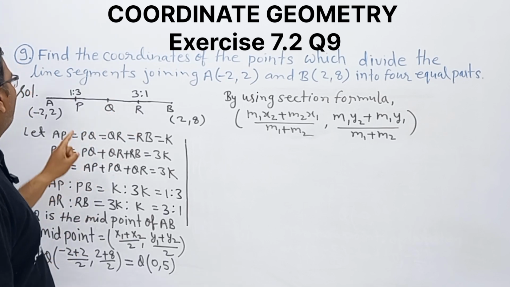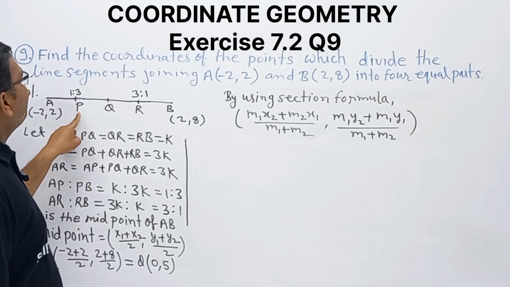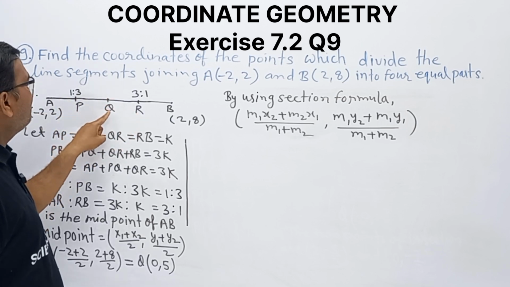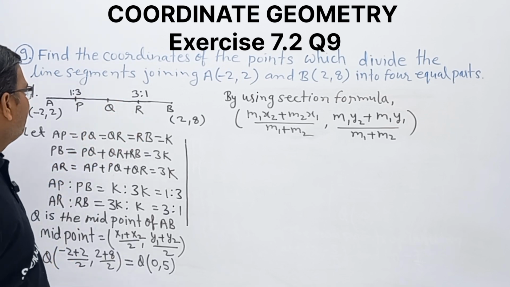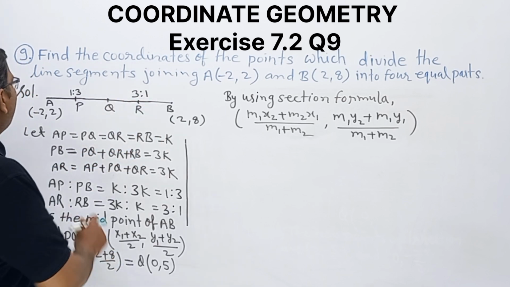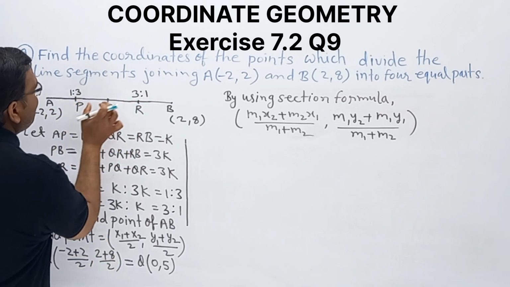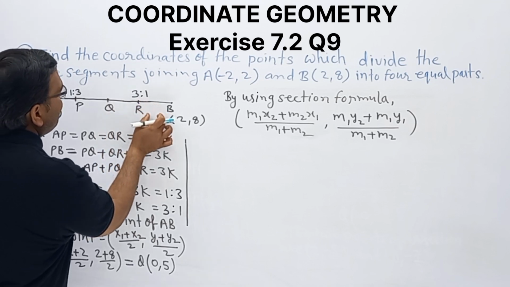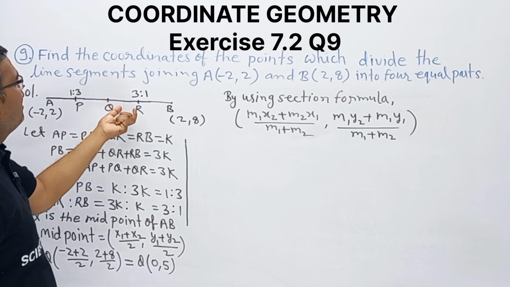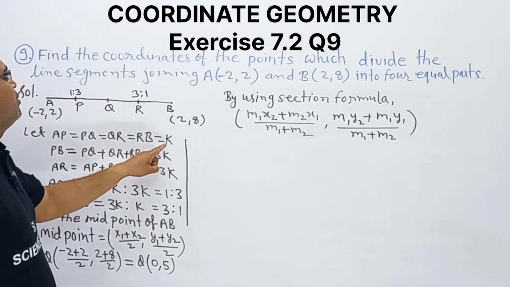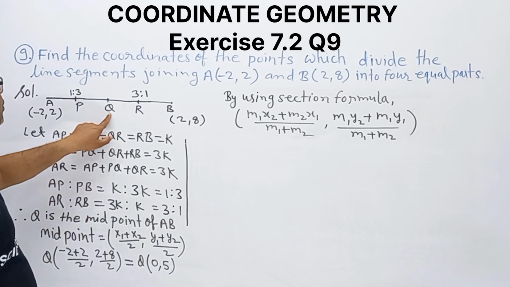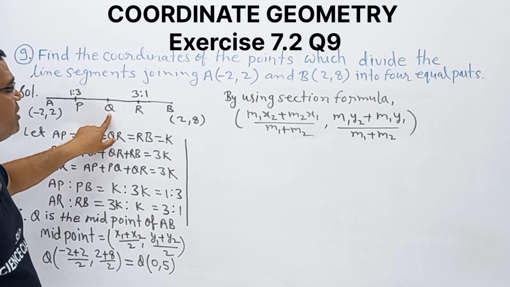We want to find the coordinates of these points, P, Q and R. Clear? So these are equal parts. We assume AP equals PQ equals QR equals RB equals K. We are assuming these parts are equal to K. Clear? Then what can we say? Q is the midpoint.